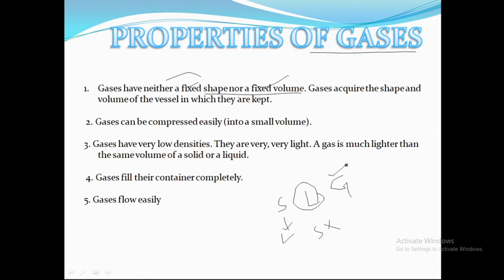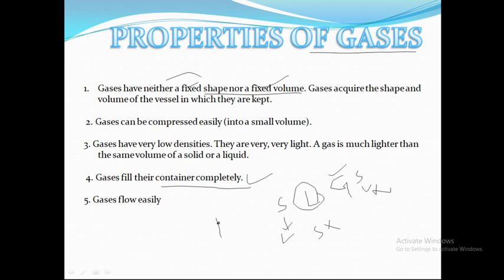Now come to gaseous. Gaseous has nothing. Gaseous does not have a perfect shape, neither is the volume the same. This is very interesting. In gaseous, the volume is not fixed. Gaseous takes the volume of the container. Gaseous fills the container completely.